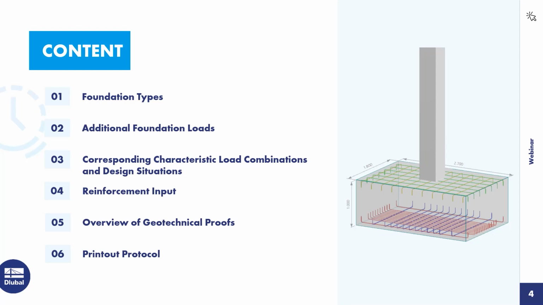Finally, we will cover the printout protocol. I will show you the foundation properties, the relevant verifications, and the representation of reinforcement, and how you can put these into the printout protocol. Let's now switch to RFEM 6.